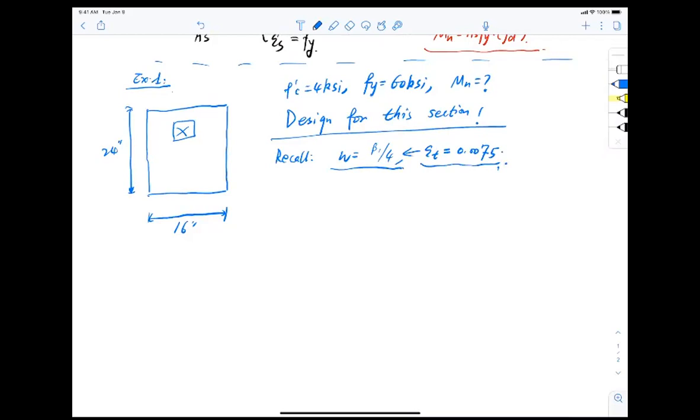But that is for a rectangular section. So the difference between the rectangular section, let me put a mark here, this is for the rectangular section. The difference between a rectangular section and an irregular section is that for an irregular section, when we do design, we assume epsilon t equal to 0.005.